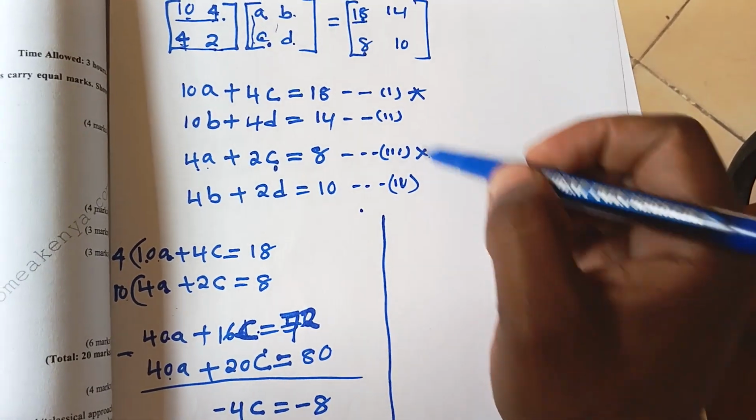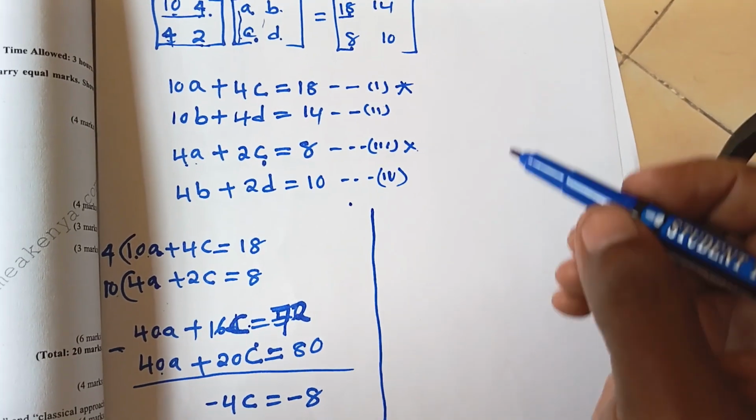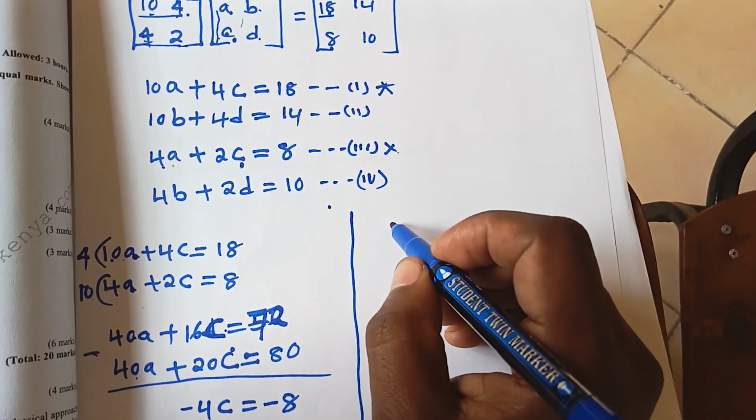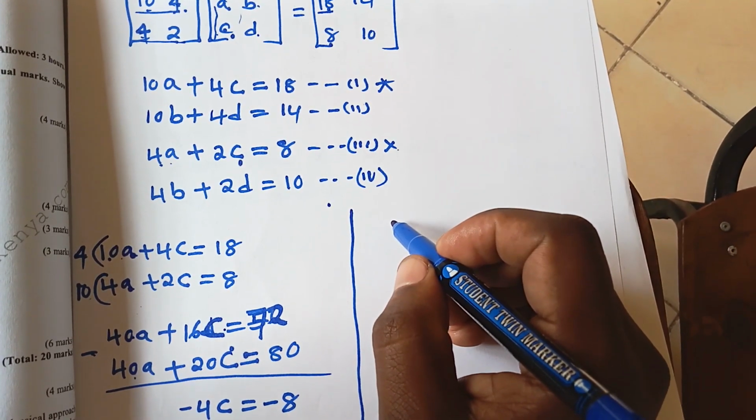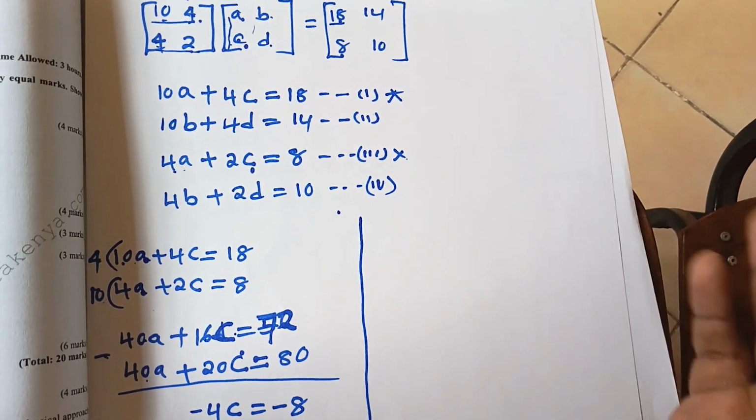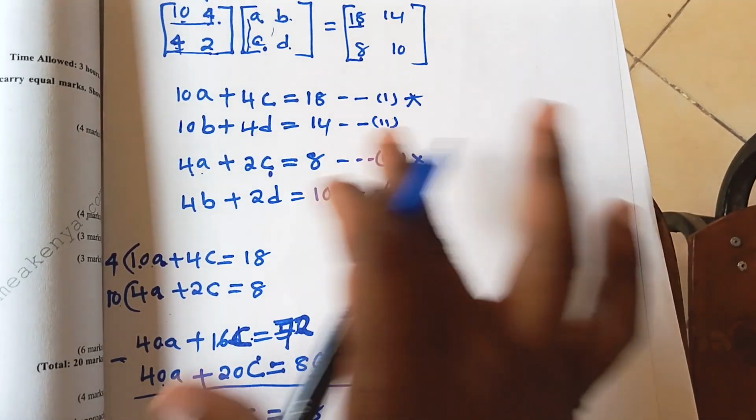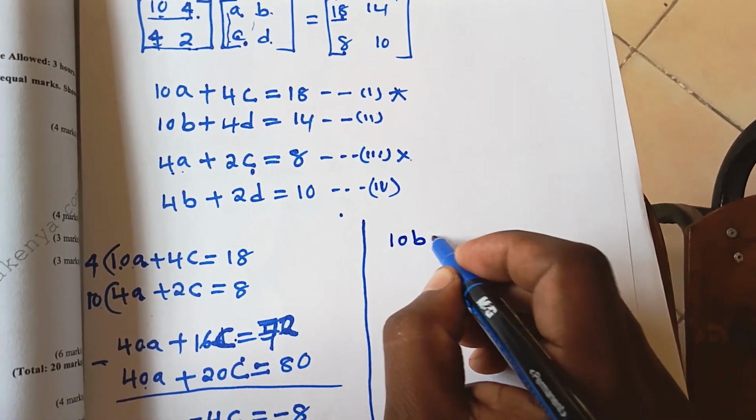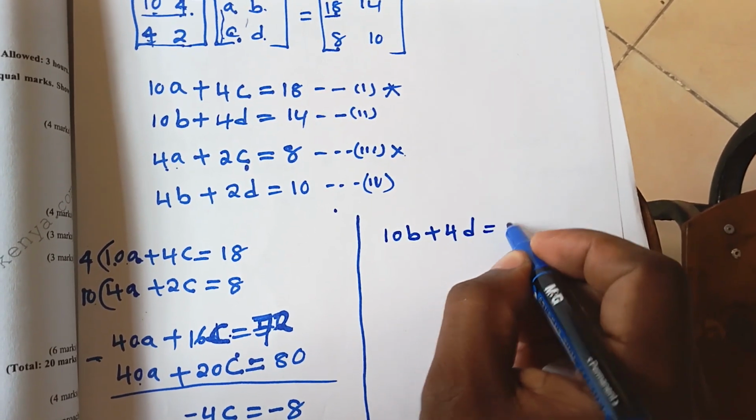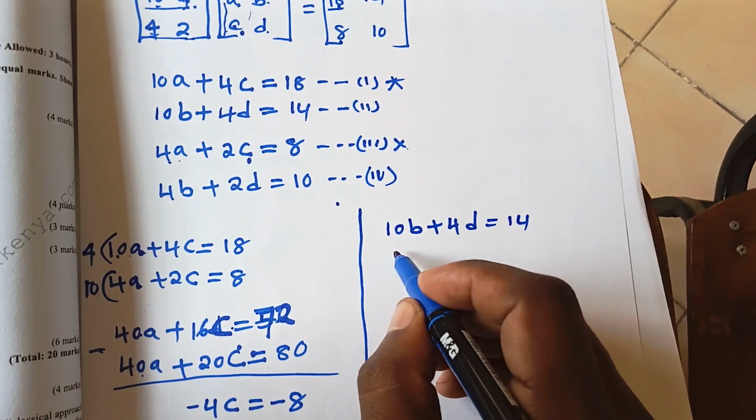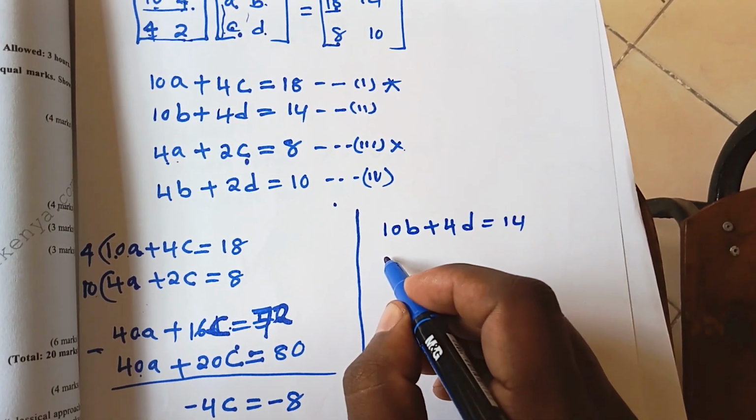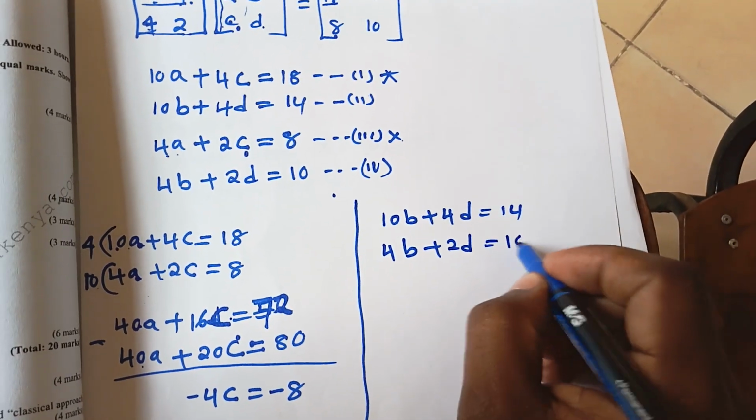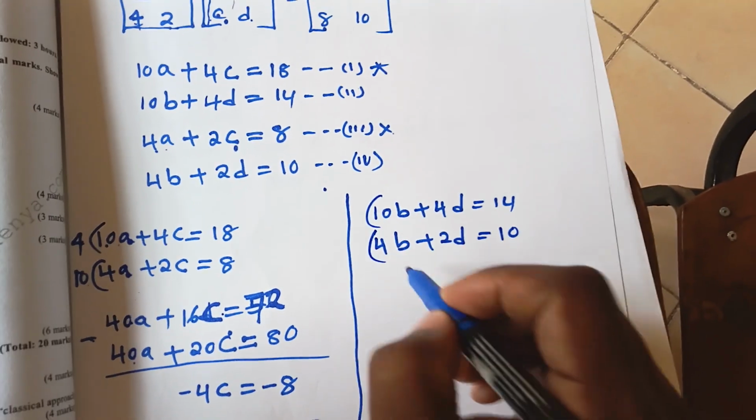For us to be able to find the values of B and D, we are supposed to take the two equations that are similar, equation 2 and equation 4, and solve them simultaneously, using the simultaneous equation method to find the values of these two unknowns. So here we have 10B plus 4D equals 14. That is equation 2. And then we have equation 4, that is 4B plus 2D equals 10. So I'm going to use the elimination method.